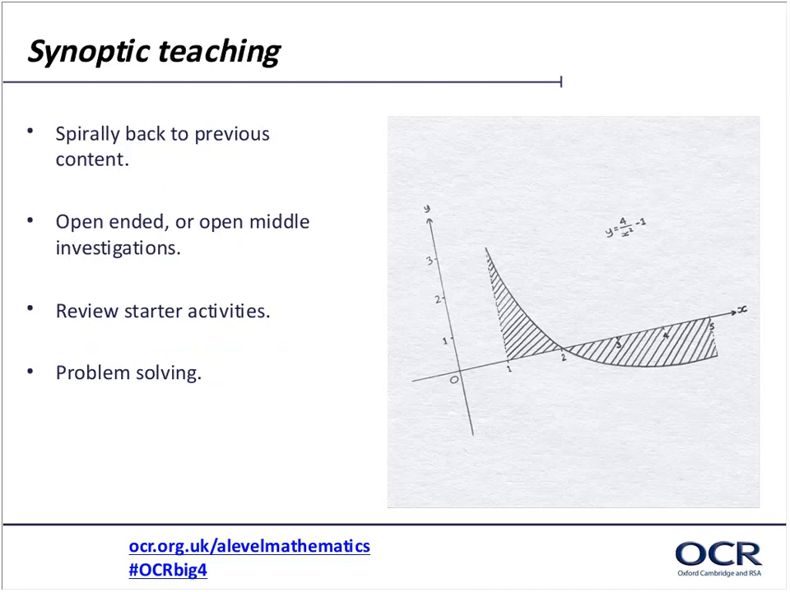And mention the idea of spiralling back to previous content. In the current modular system, we do have the prior knowledge expectations, but the focus of the papers has been very much on the content of those units. We don't have the unitised structure now, it's a linear assessment, so they do need to be making those links, and in class having open-ended questioning and problem solving as an integral part of the teaching.